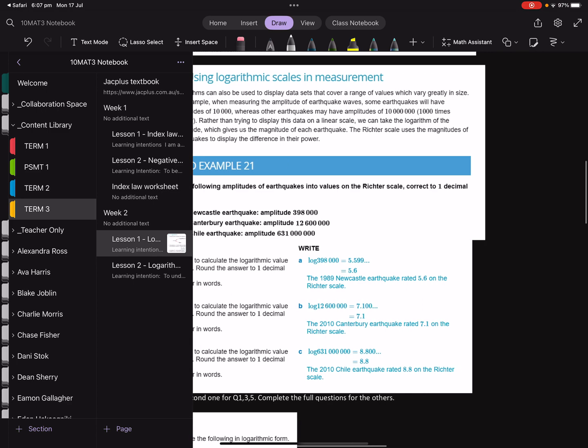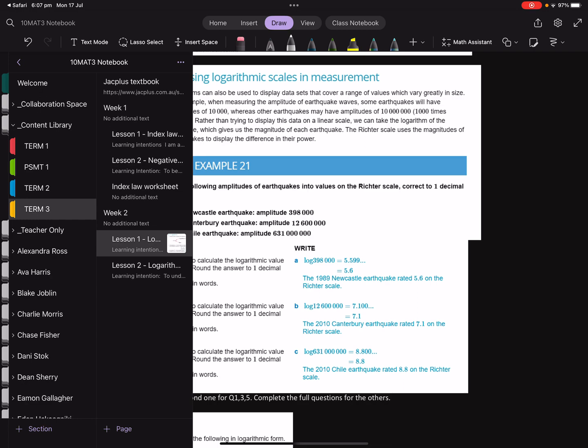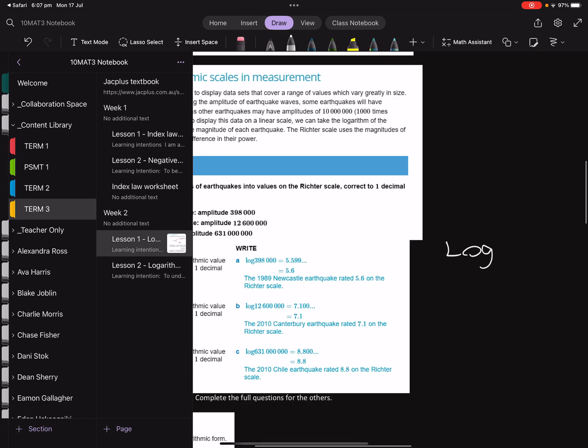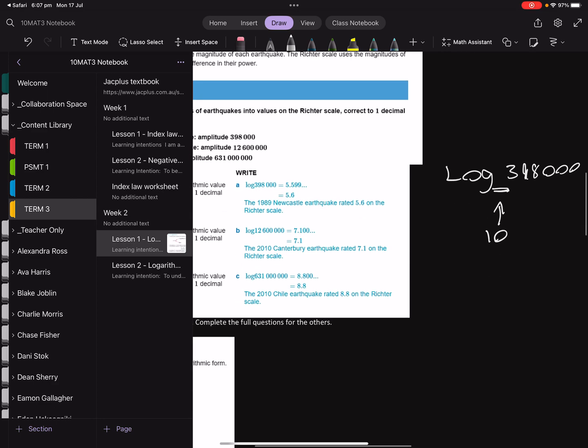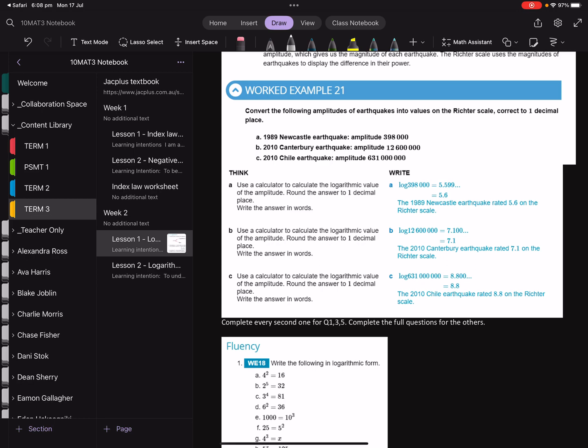A little tip here: when we look at our log value, 398,000, if there is not a value shown for the base, what we can assume is that it is going to be a 10, right? So when there's no value, it's assumed that it's going to be log to the base 10. There's always going to be a 10 there when there's no value shown. Same as when you put it into your calculator, it's going to assume log to the base 10, right? They've done the same thing for the rest of these three. Just pop log with the answers into their calculator, and they've been given a result.